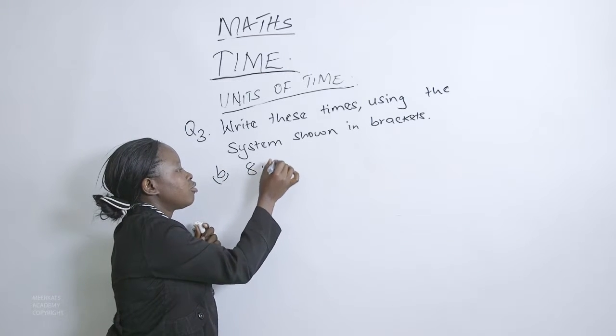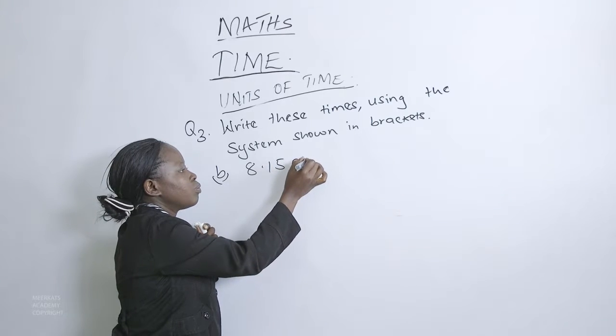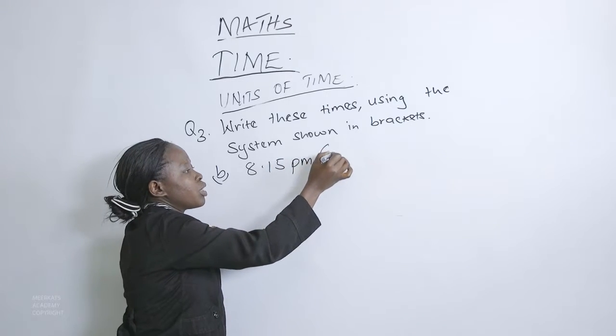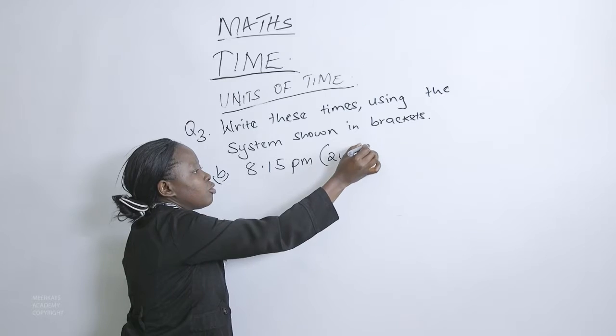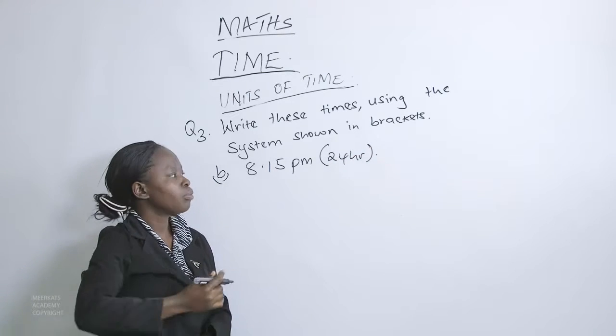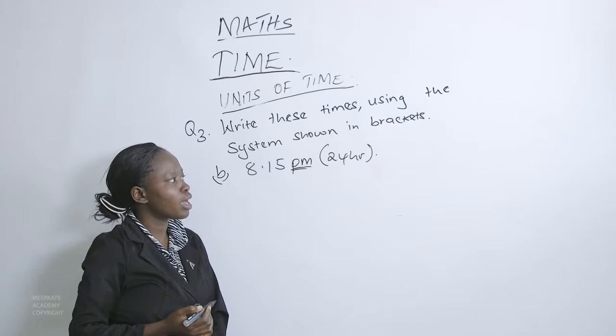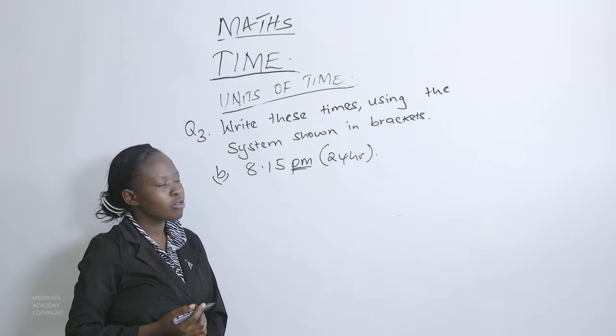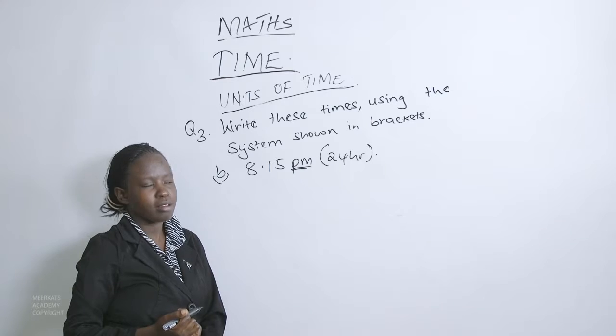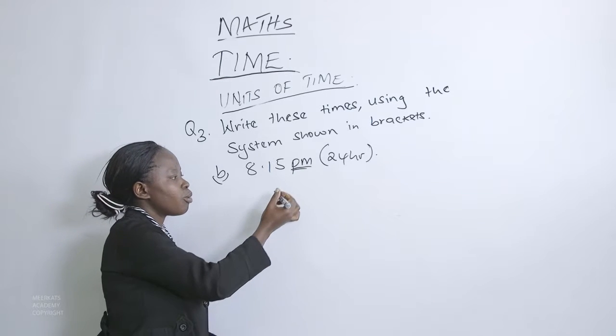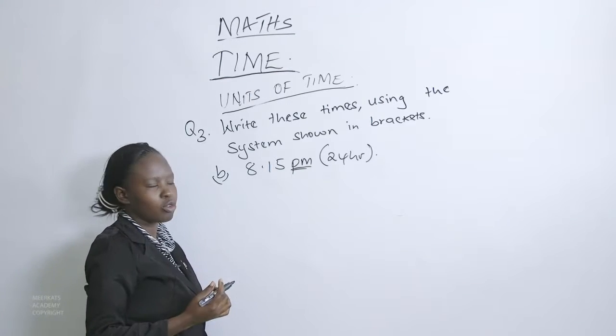Next we have 8:15 p.m. We are supposed to convert it to the 24-hour clock system. So that means that p.m. means that we are having 8 hours 15 minutes past the noon. And from midnight to noon, we already have 12 hours.